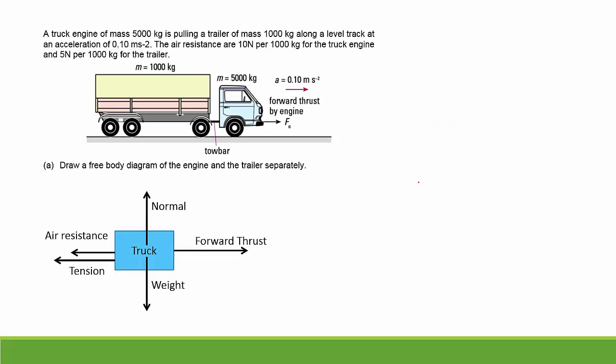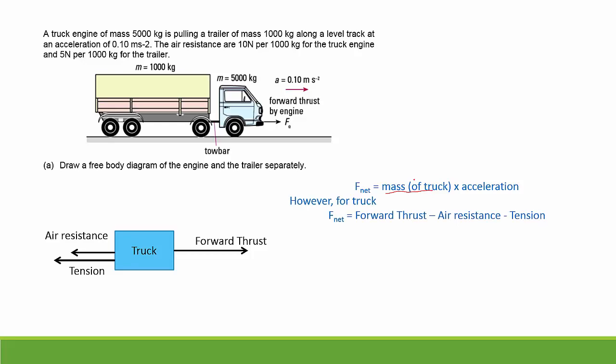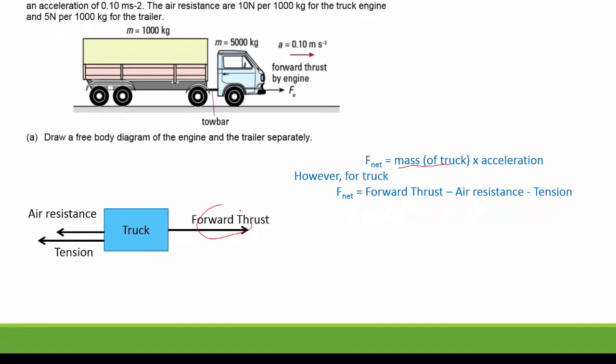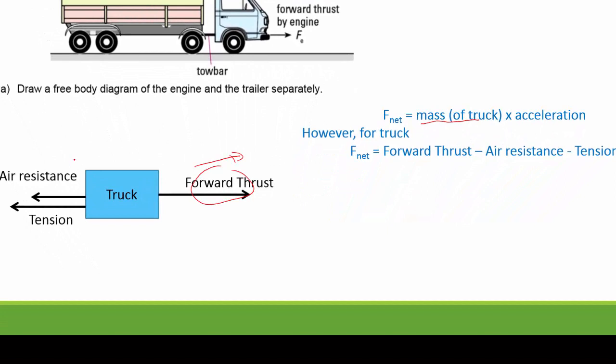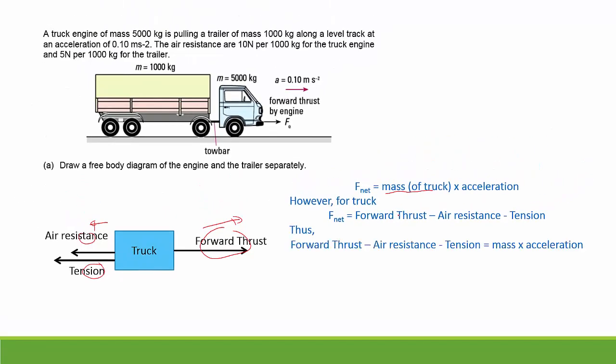Let's solve for the forward thrust force. So again, we are not interested in weight and the normal, and F net, the mass of the truck. Okay, this time around is the mass of the truck because we are talking about the truck. However, for a truck, the F net this time around is forward thrust, which is going this way. You subtract away the air resistance plus the tension. Okay, so this is what it meant. And again, go through the same process. This is your F net equals mass times acceleration.